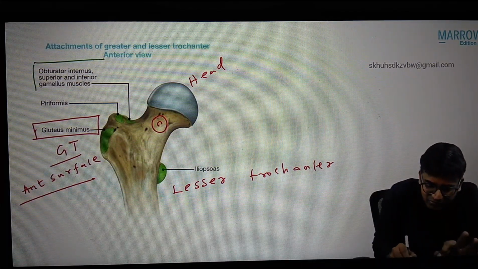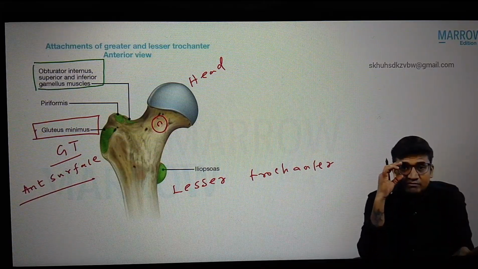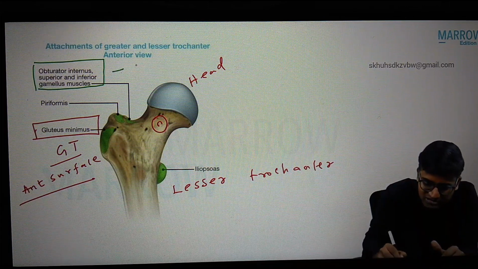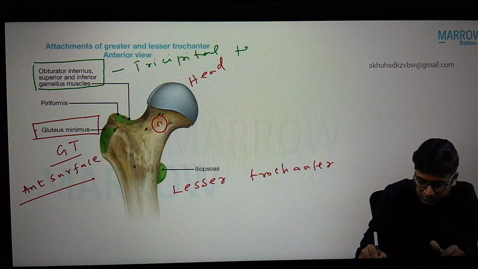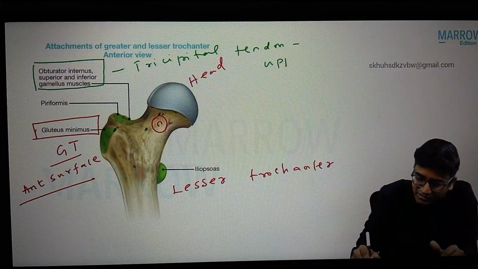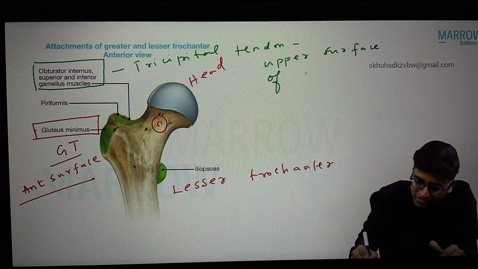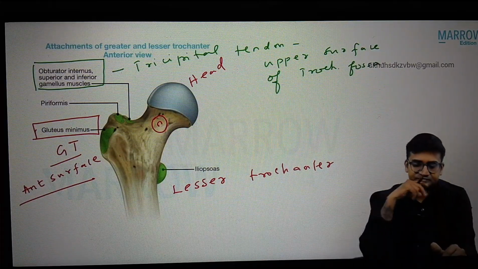Now on the upper part of the trochanteric fossa, we have tricipital tendon attachment. Tricipital tendon is formed by superior gemini, inferior gemini, and in between the obturator internus muscle. So these three muscles form the tricipital tendon, attached on the upper surface of trochanteric fossa.